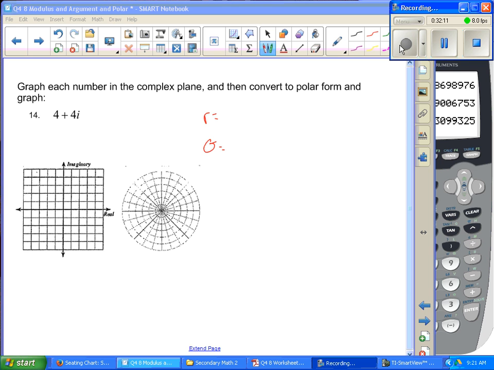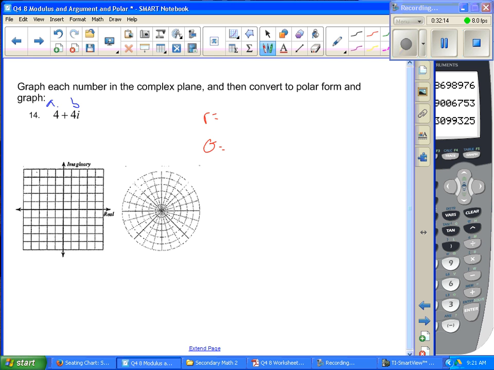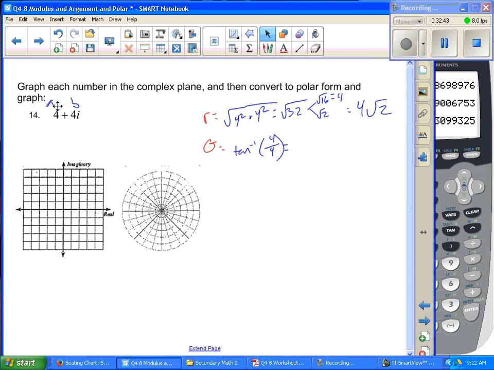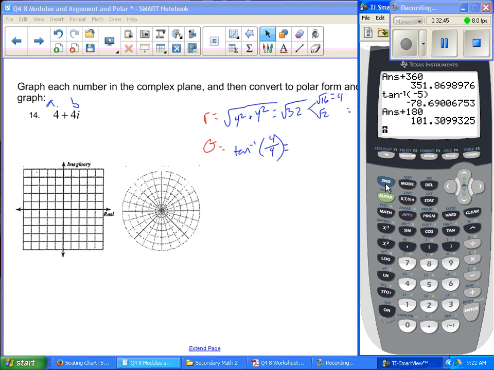Okay, so what you should have had for your R: your A was 4, your B was 4. So you should have done the square root of 4 squared plus 4 squared. So 16 plus 16 is 32. Then you could take the root of that and have the decimal number, or you could say that's the same as root 16 times root 2, which is 4 root 2. To get the theta, you would do inverse tangent of B, which was 4, over A, which was 4. 4 over 4 is 1. I can type it in the calculator, but I know that answer is 45 degrees.